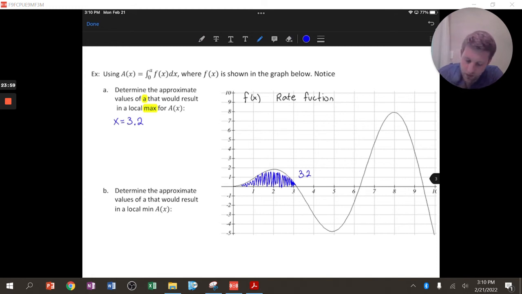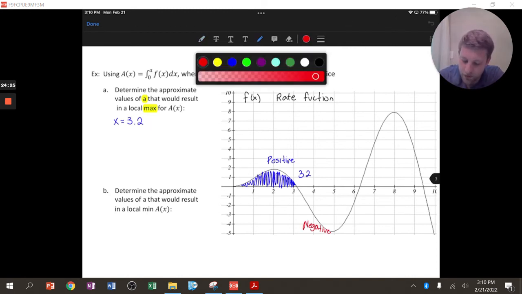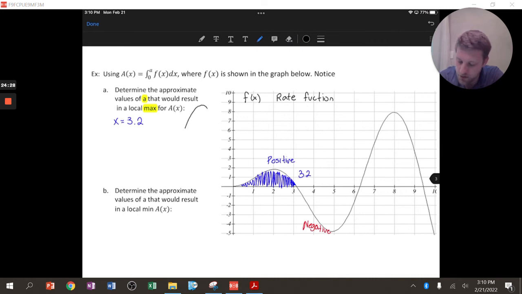We can also see that this rate function goes from positive, it's above the x-axis, to negative in this section. So the actual function drops below the x-axis. So we know that whenever our rate function or our rate of change goes from positive to negative, that creates a little maximum value. So whenever we go from positive to negative, that critical point there is going to be a max. So that matches up with what we should see there with 3.2.